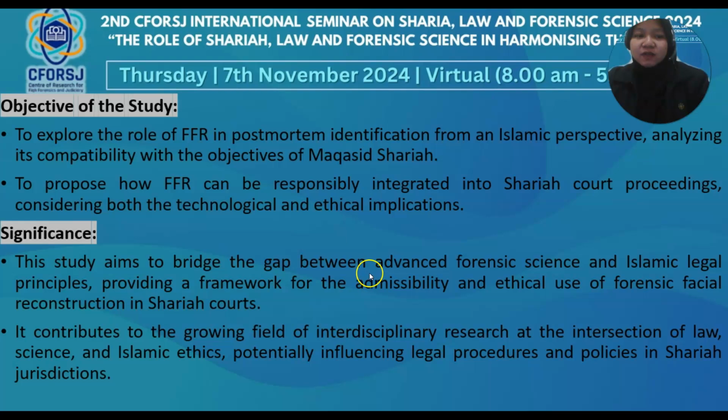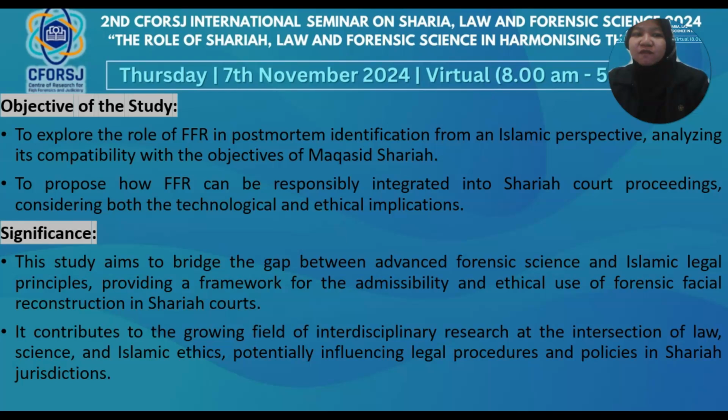So the objective of the study is to explore the role of FFR in postmortem identification from an Islamic perspective, analyzing its compatibility with the objectives of Maqasid Sharia, and to propose how FFR can be responsibly integrated into Sharia court proceedings, considering both the technological and ethical implications.